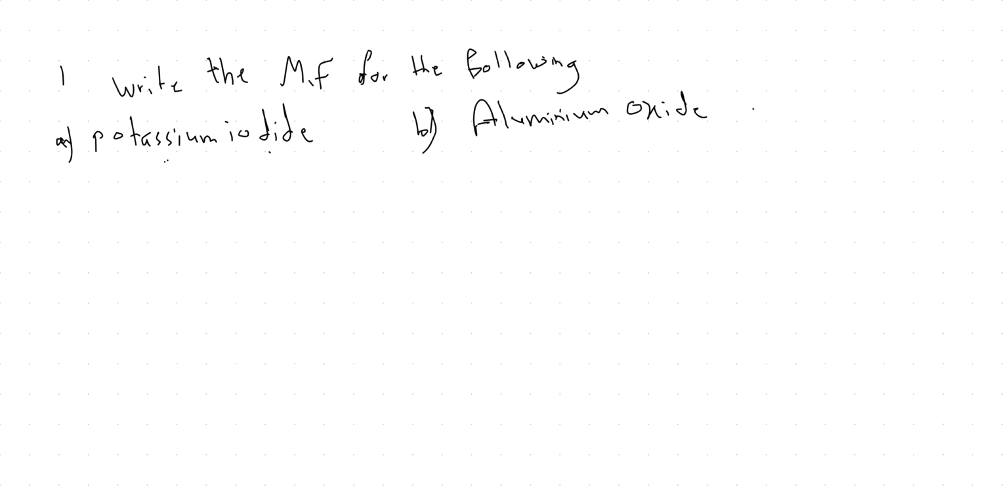Okay, so we need the molecular formula for the following: potassium iodide, aluminum oxide. We have to focus on writing the chemical equations, and we will balance it even today. So please, how do we write the molecular formula of potassium iodide?